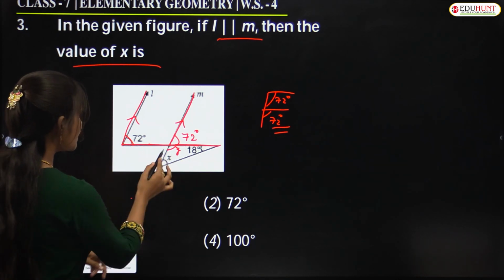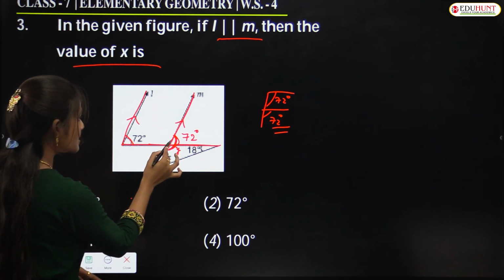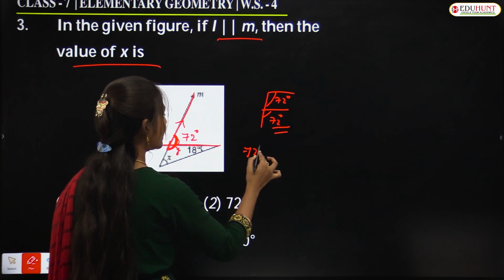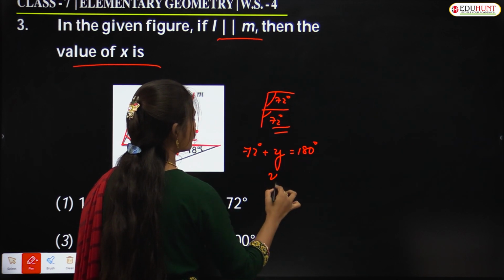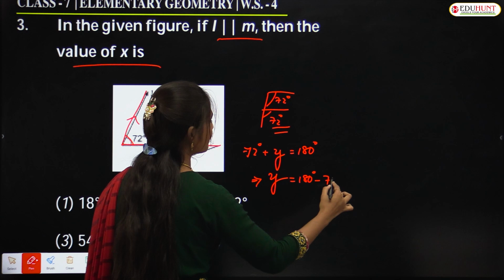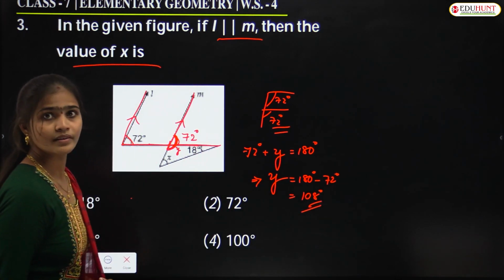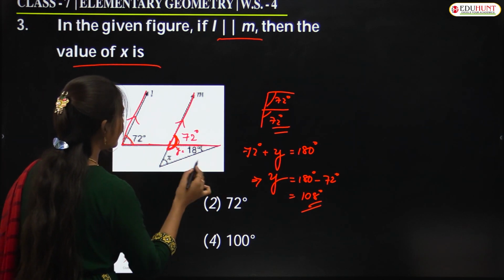Just observe that here no angle is given, so I am taking this one as y. When you observe these two angles, just like the previous one, these two form a linear pair, right? So 72 degrees plus y is equal to 180 degrees. So y is equal to 180 degrees minus 72, which is equal to 108 degrees. Clear?